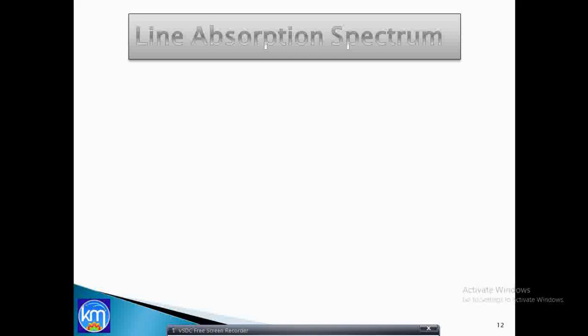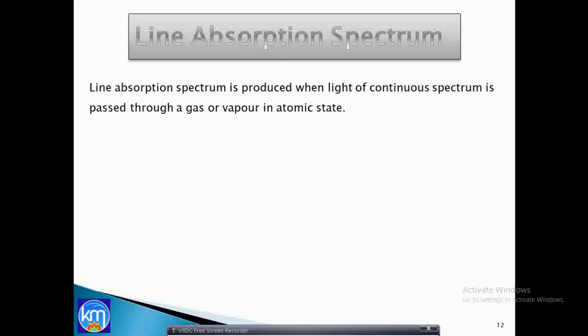That is the difference between line absorption spectrum and line emission spectrum. In line emission spectrum, you have colored lines against the dark background, but in line absorption spectrum, you have dark lines against the colored background. That is the difference between emission spectrum and absorption spectrum, right? So when do we get this line absorption spectrum? It is obtained whenever the continuous spectrum is passed through the gas or vapor in atomic state.